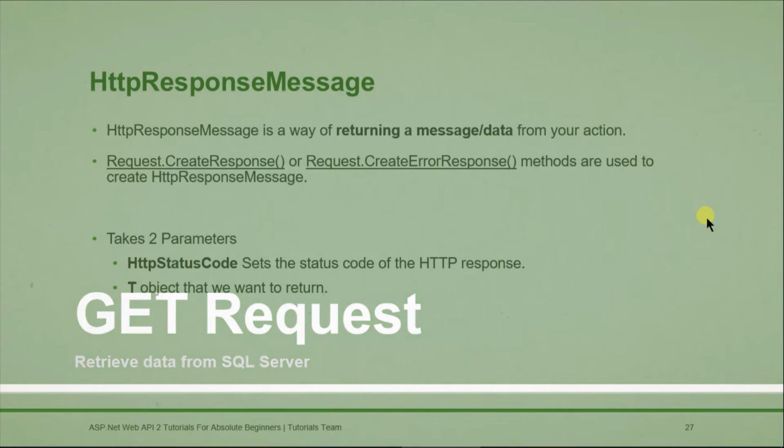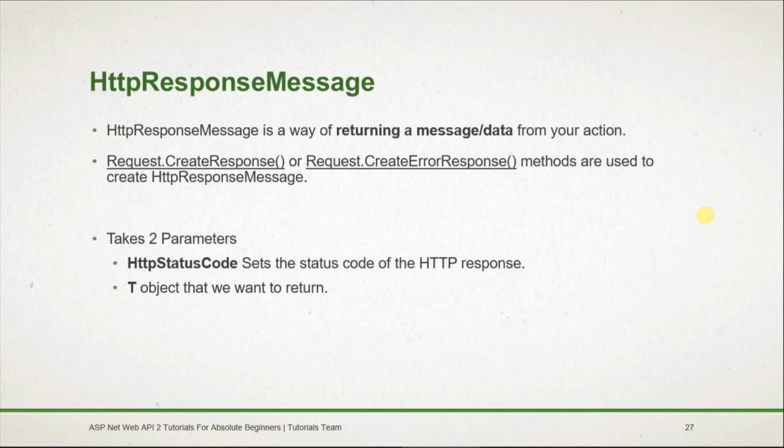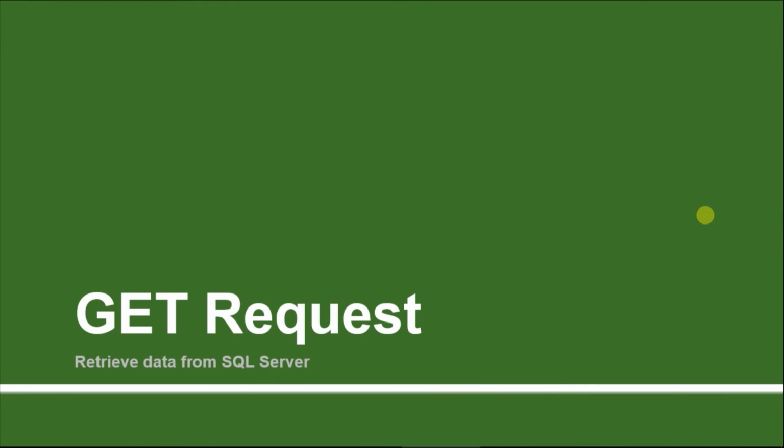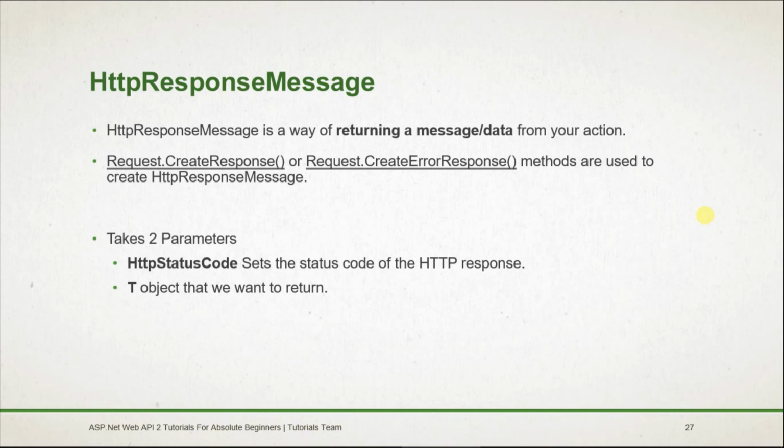In this session we learned about the HTTP response message. HTTP response message is a way of returning the message or the data from our action method. Request.CreateResponse or Request.CreateErrorResponse methods are used to create the HTTP response message. It takes two parameters. First is the HTTP status code, which will set the status code for our HTTP response, and the type T, which is the object that we really want to return.